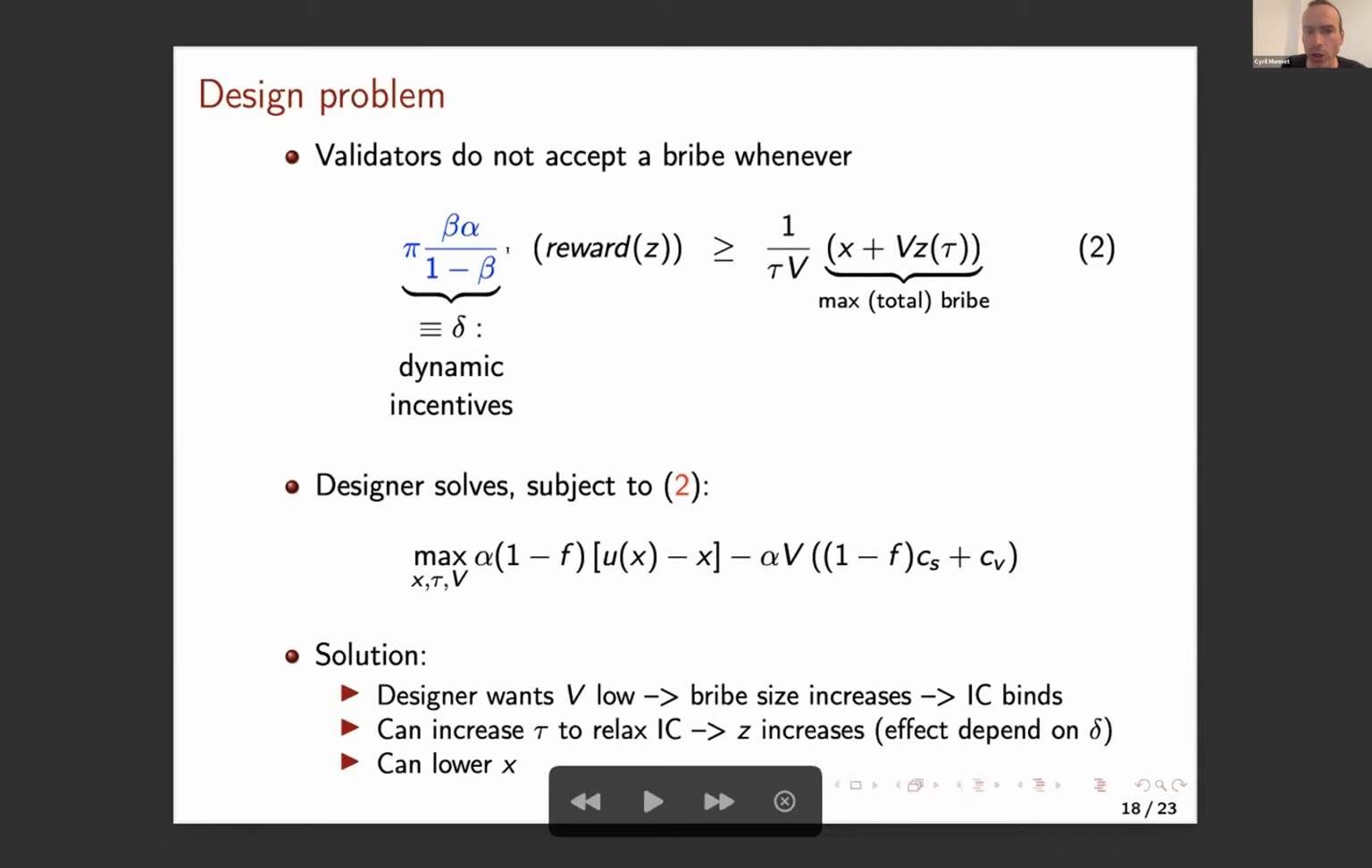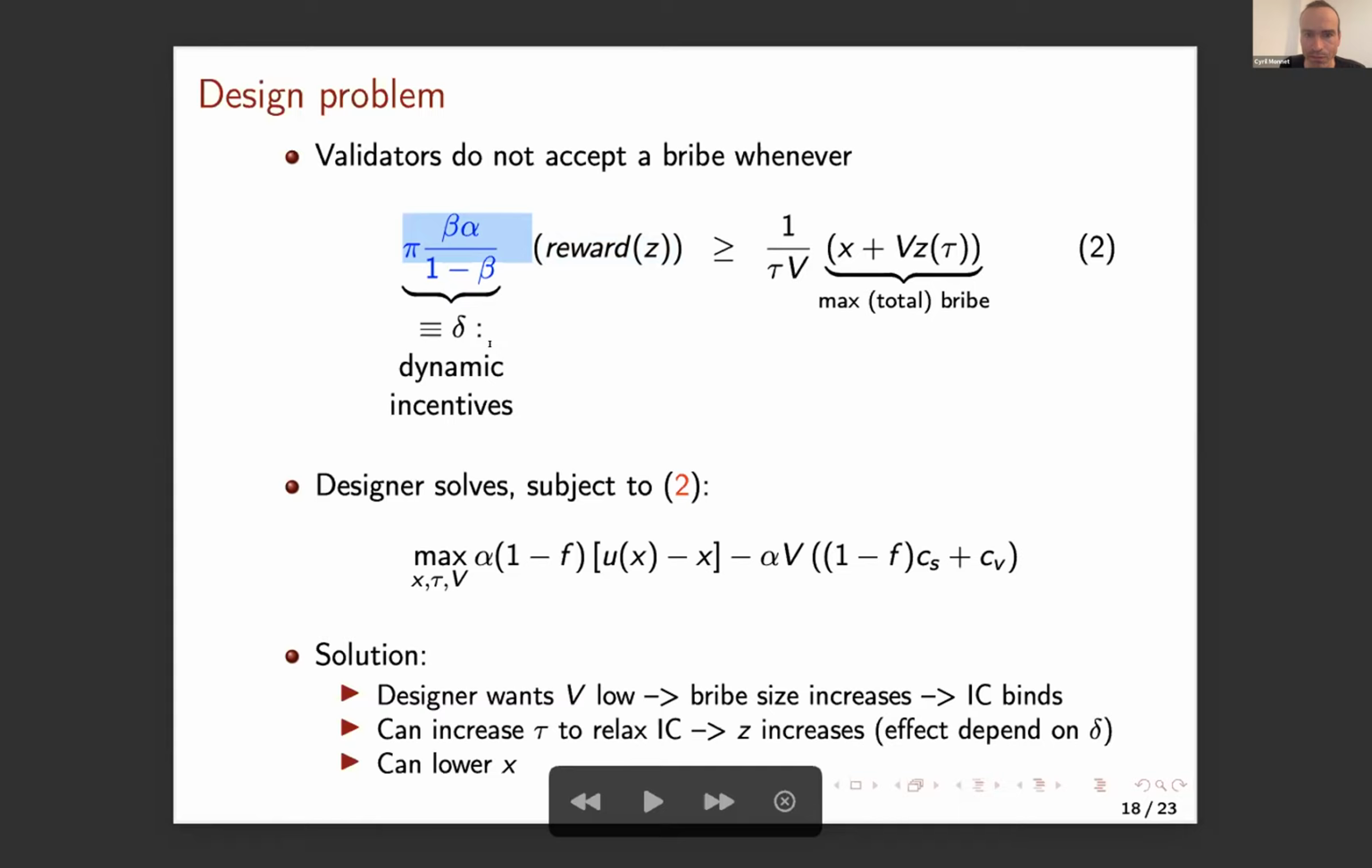So what is the expected loss of accepting the bribe? Well, with probability pi, they're going to get caught. I haven't told you that yet, but pi is the probability of getting caught for a validator. And this is essentially the lifetime discounted value of being a validator in this economy, so the lifetime discounted value of rewards. So whenever this thing is greater than the bribe they would receive, validators are not going to accept a bribe. And this blue object here is going to be related to the dynamic incentives.